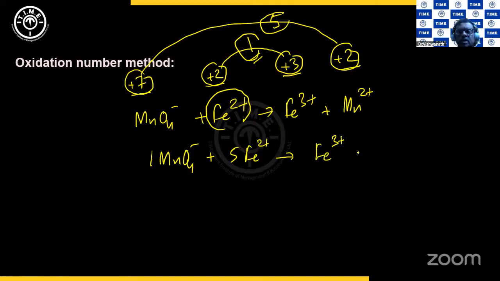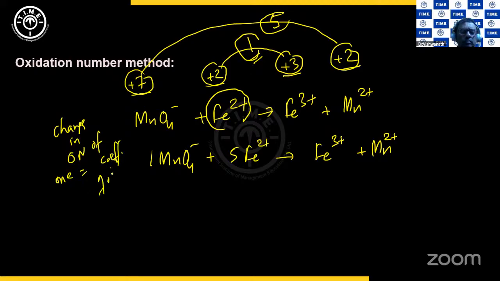So first we start with putting the oxidation numbers above the elements. Then look at the change in oxidation numbers. And then the change in oxidation number of one will become the coefficient of the other. That is how this 1 has become the coefficient of MnO4 minus and 5 has become the coefficient of Fe2+. So we have got the coefficients on the left hand side.